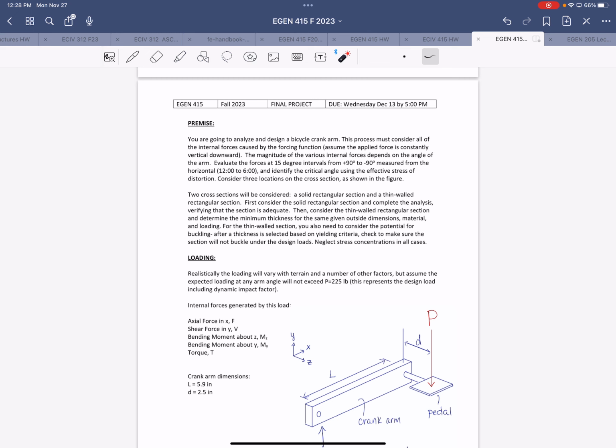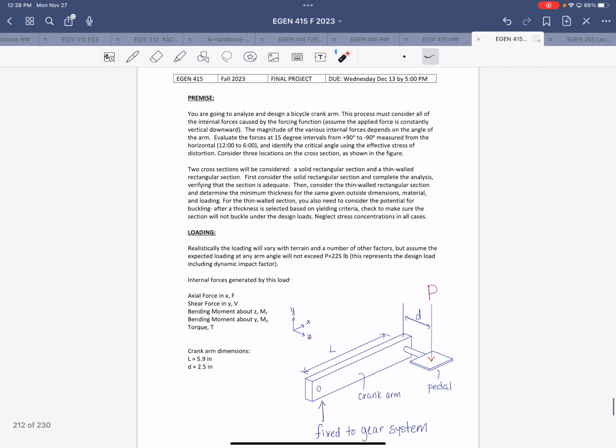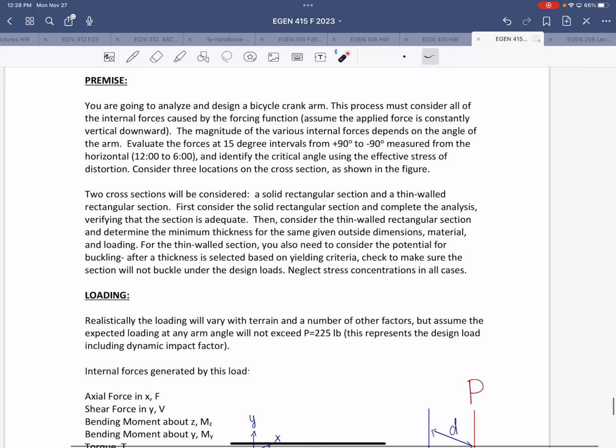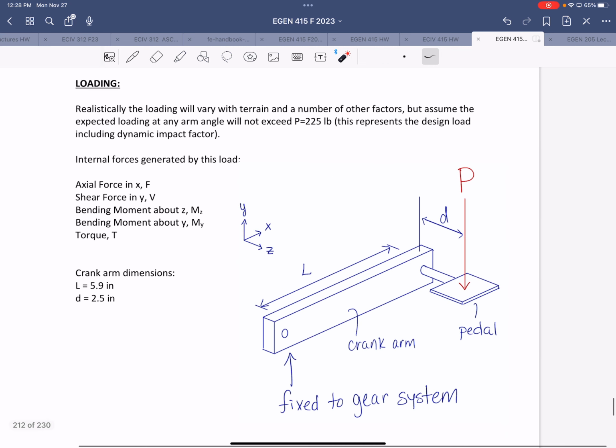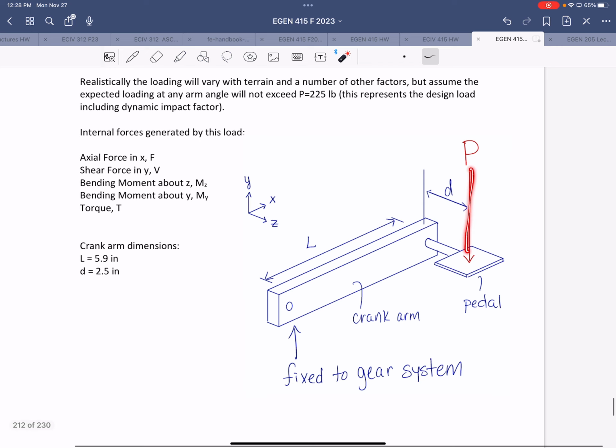So you guys lucked out with the bicycle crank arm this year, and basically we're going to make a lot of simplifications, all right? But the idea is you're going to design and analyze a bicycle crank arm. So you have to consider all the different angles of loading. We've got the schematics shown here. Assuming that the load is constantly vertical downwards applied to the pedal, you're going to consider different angles of the crank arm position.